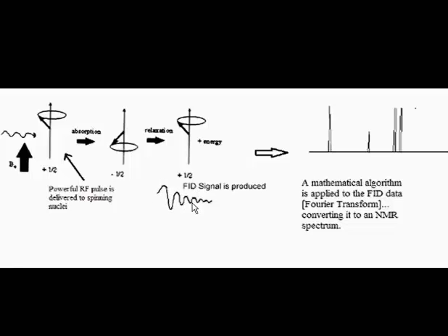Alright, the next thing that happens is the computer takes the FID data and mathematically converts it to an NMR spectrum. It does this by conducting a mathematical algorithm called a Fourier transform. Specific data points from the FID signal are selected. The Fourier transform algorithm acts on those data points and converts it to an NMR spectrum.